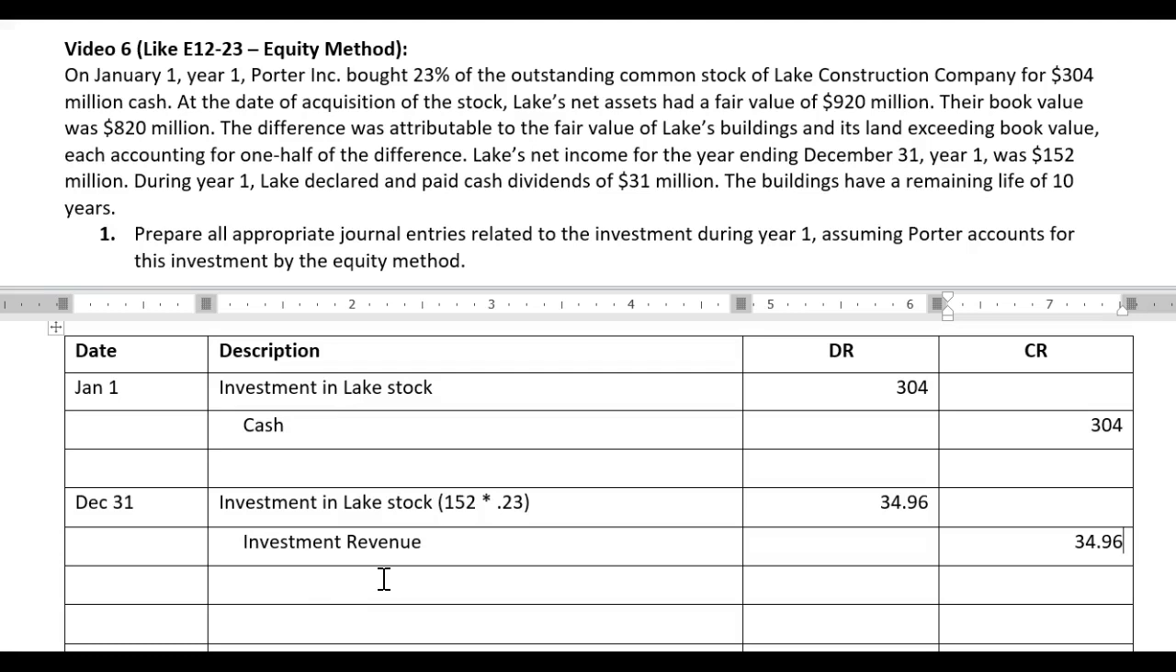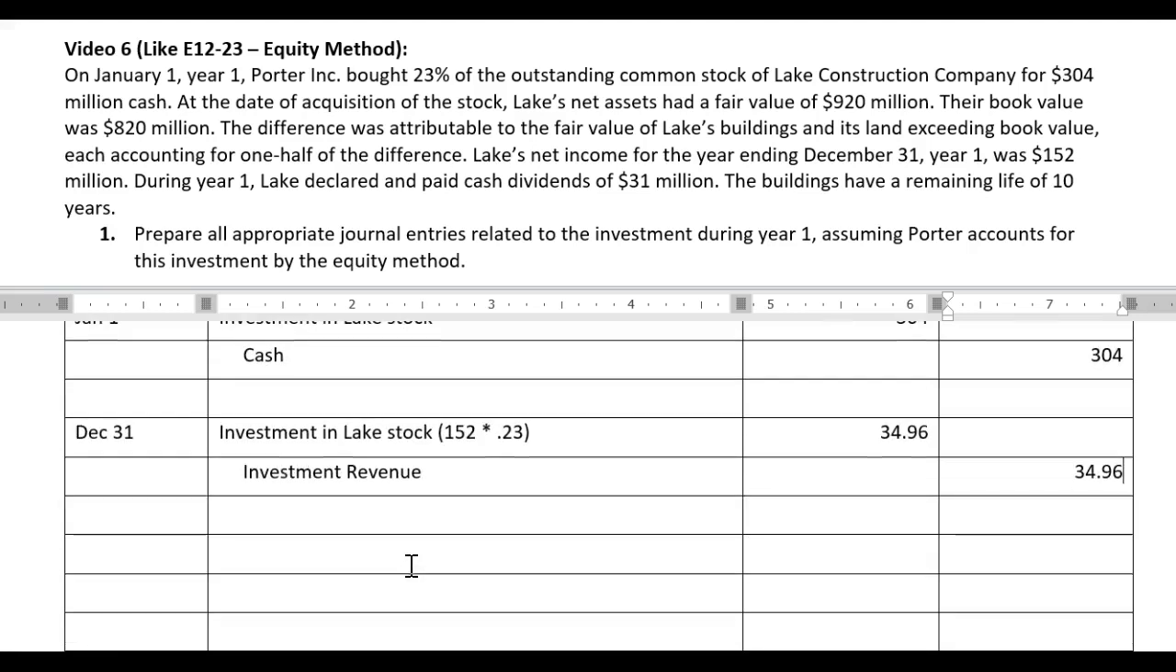It does not matter what the fair value of the stock is. What matters is our investment. All right. The next thing let's talk about is the dividends that the company paid out. Now, the dividends declared and paid were $31 million.